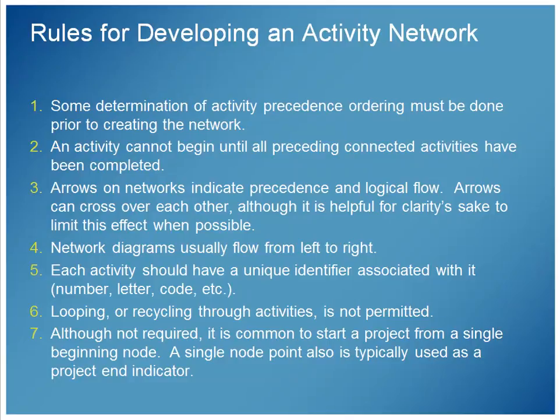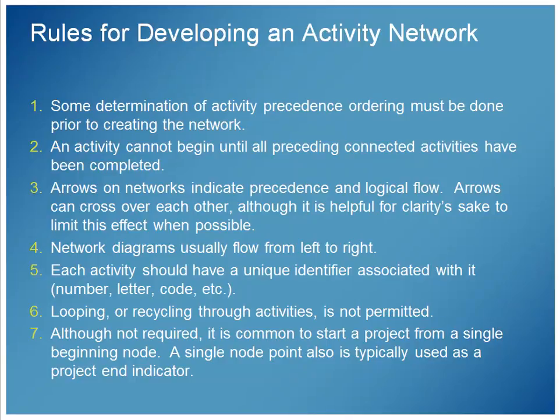Arrows on networks indicate precedence and logical flow. The arrows can cross over each other, but it's better to draw them so that they don't. Network diagrams typically flow from left to right. They don't have to, but it's a nice consistent approach to make. It's kind of expected and common there. Each activity should have a unique identifier. It can be a letter, can be a number, can be some kind of a code, product code or something. We'll probably just use letters in our examples here.